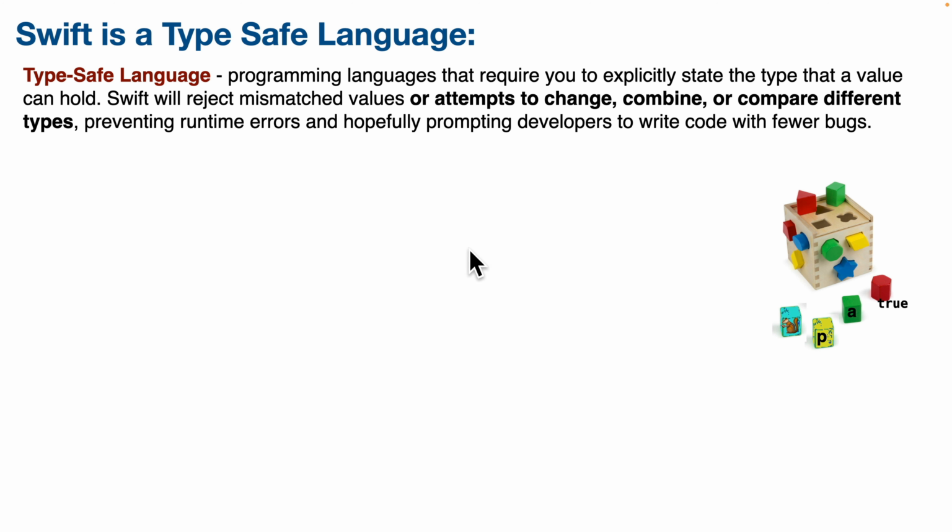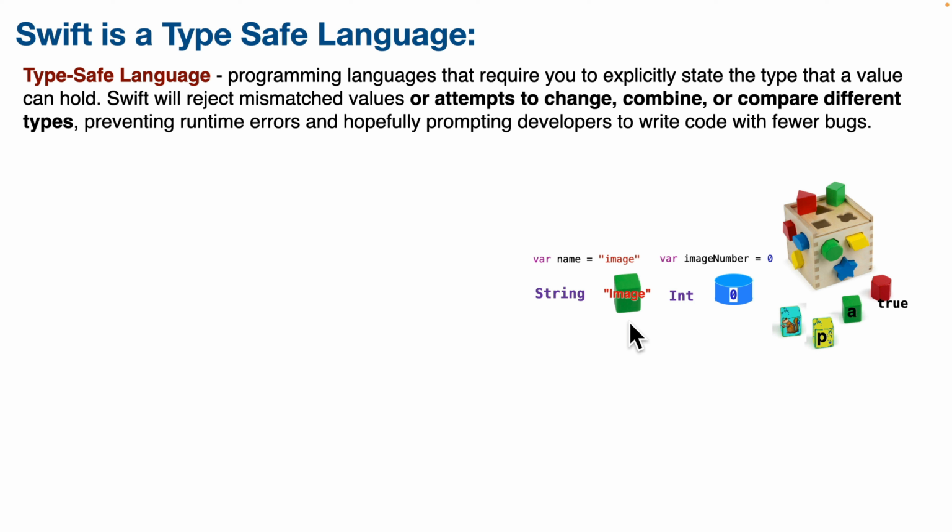It's kind of like the classic children's toy that has blocks of different shapes and holes of different sizes that the shapes fit into. Well, if you think of a string as being, say, a square block, and an int as being, say, an oval block, you can't put a string in an int hole or an int in a string hole.